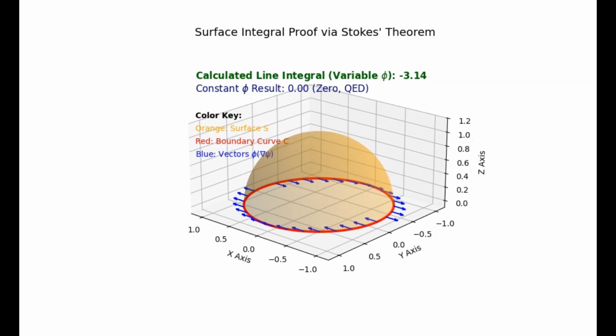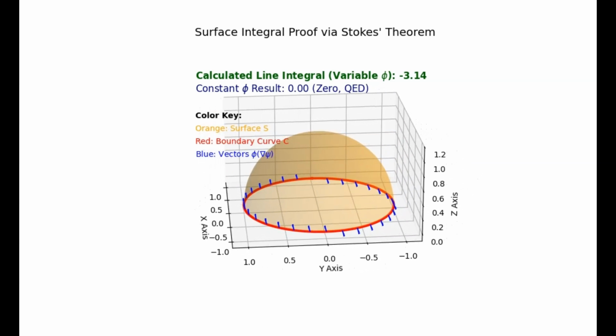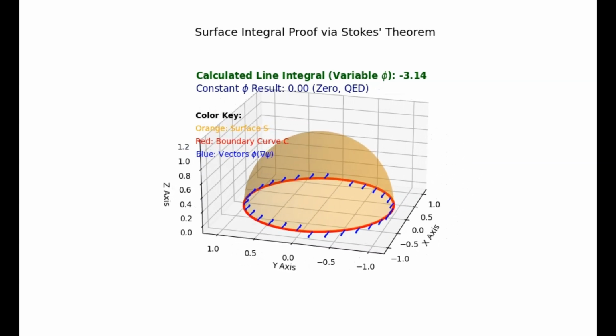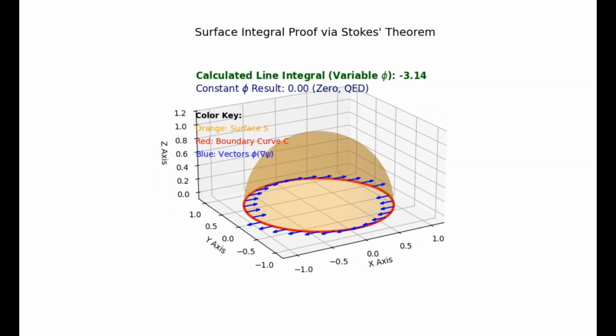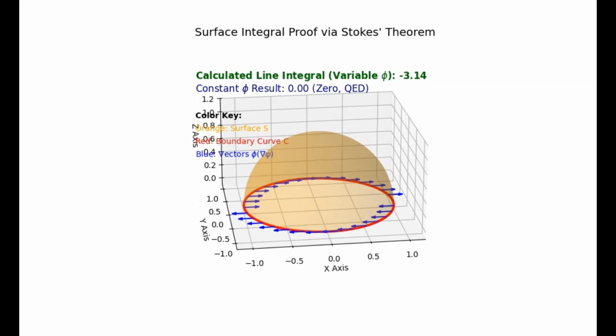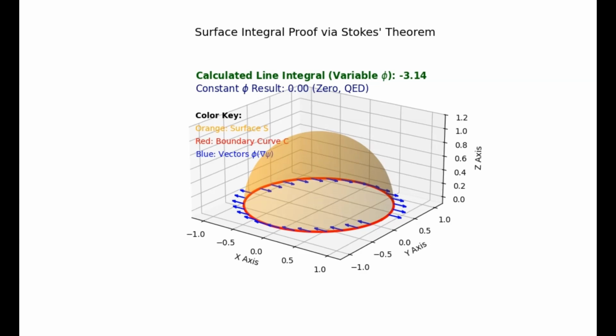This mathematical certainty is the foundation for conservative forces in physics, such as gravity or static electricity. A force is considered conservative if the work it does depends only on your starting and ending points, not the path you take. A second demonstration illustrates this using a particle moving along a figure-8 path within a gravitational field.